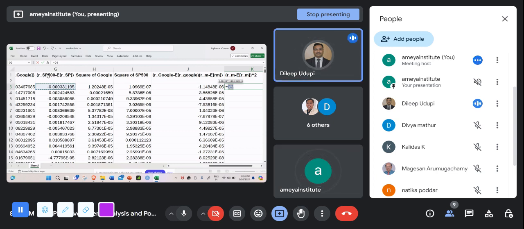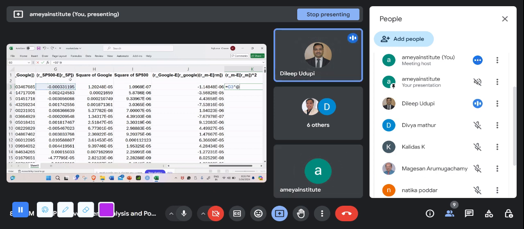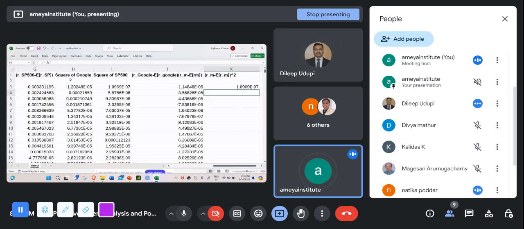Return of market minus expected return of market, square of this value. So I think we'll get this value: variance of market, correct?